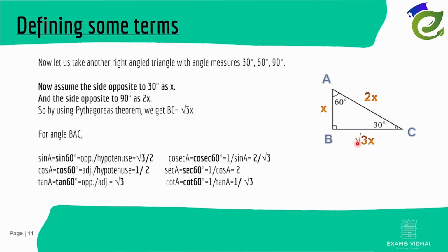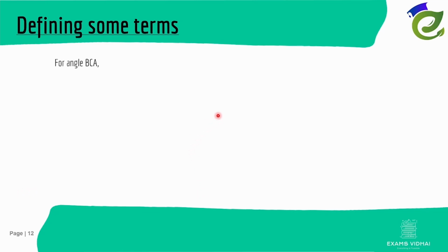And tan 60 is opposite over adjacent, root 3x by x, which is root 3, and cot, which is the reciprocal of tan, will be 1 by root 3. Now we'll calculate it for 30 degrees. So here we have the same triangle.